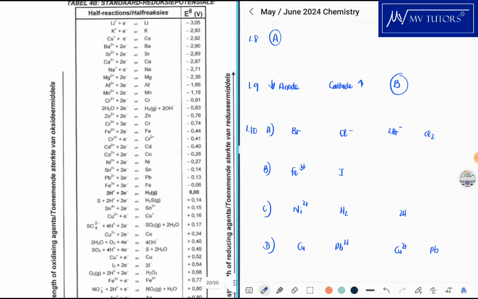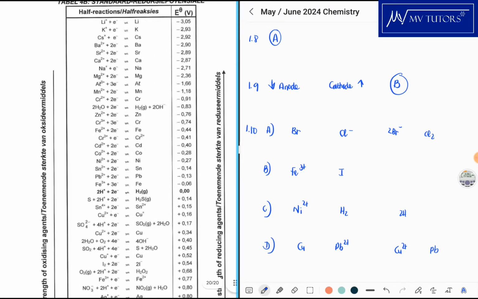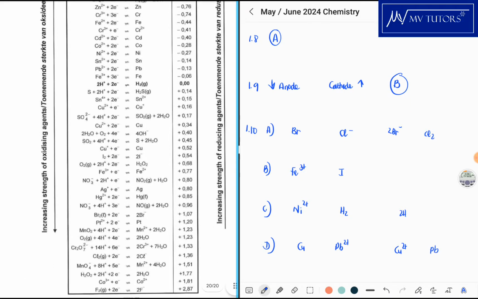So yeah, let's see from the top. So bromine, I know it's somewhere there at the bottom. So bromine is 1,07, and then chlorine there, 1,36. Okay, this undergoes reduction, this undergoes oxidation, by the way. All right, and then we have iron 3 plus, we have 0,77, and then we have iron, so it is 0,54.